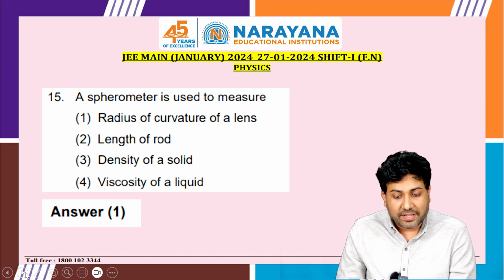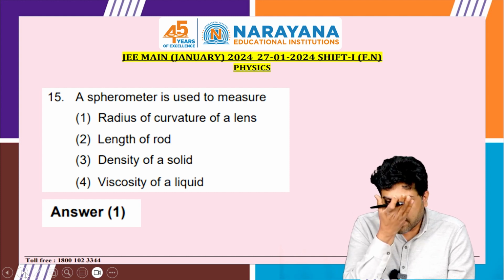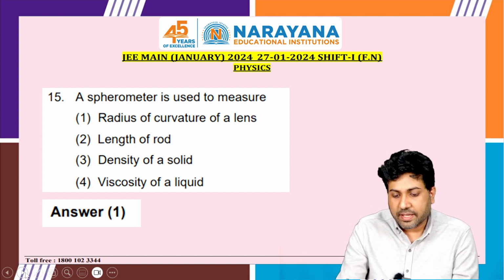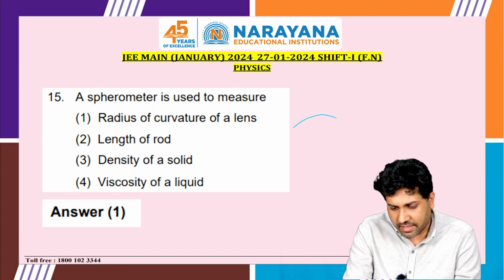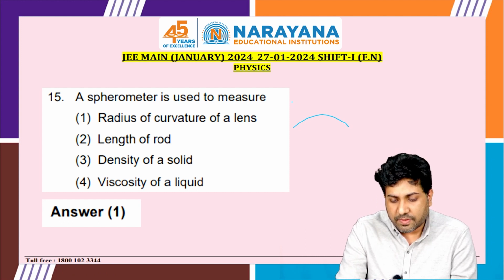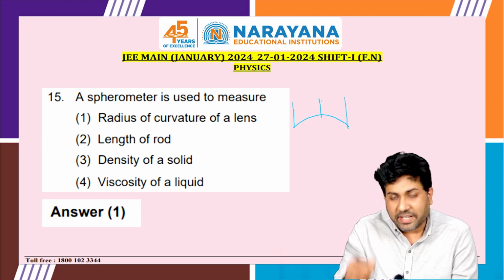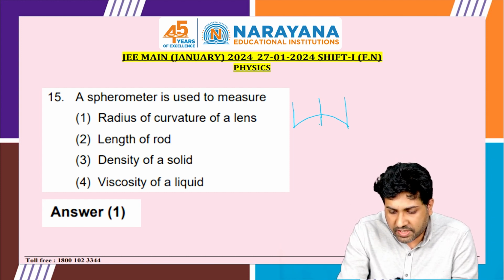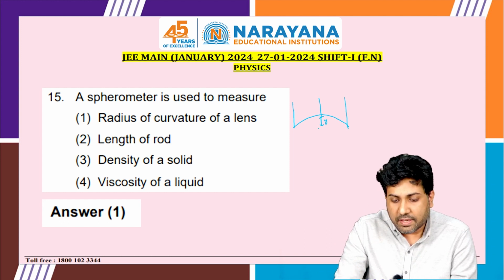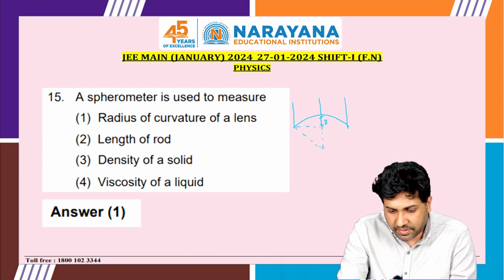A spherometer is used to measure. So a spherometer is a device which is used to measure the radius of curvature. Let's say this is the curvature of a lens that we need to measure. This way there are pointers and we measure this distance, and with the help of this distance, the curvature, we measure with the help of geometry the radius.